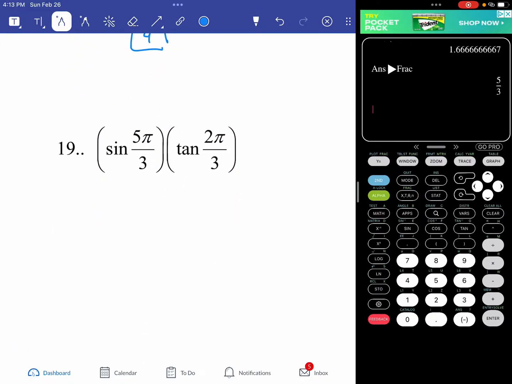So sine of 5 pi over 3, we'll get 5 pi over 3 on a unit circle. The sine of that is going to be the y value, so it's negative root 3 over 2. And the tangent of 2 pi over 3.